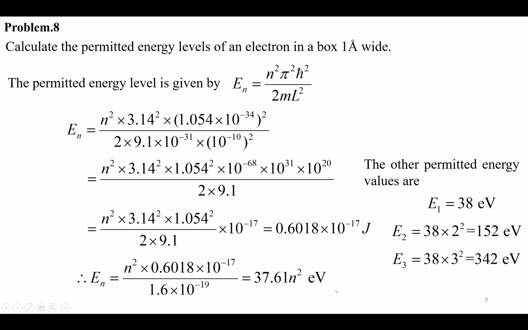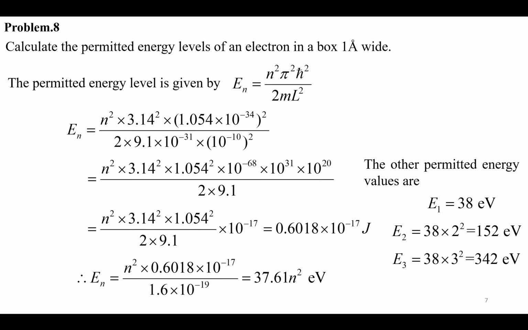Suppose we want to calculate the first energy level, for n equal to 1. So E1 is equal to 38 electron volt, and E2 will be 38 multiplied by 2 squared, that is 4, which gives 152 electron volt, and E3 will be 38 multiplied by 9, which is 342 electron volt. Like that we can calculate many permitted energy values, even up to n equal to infinity.